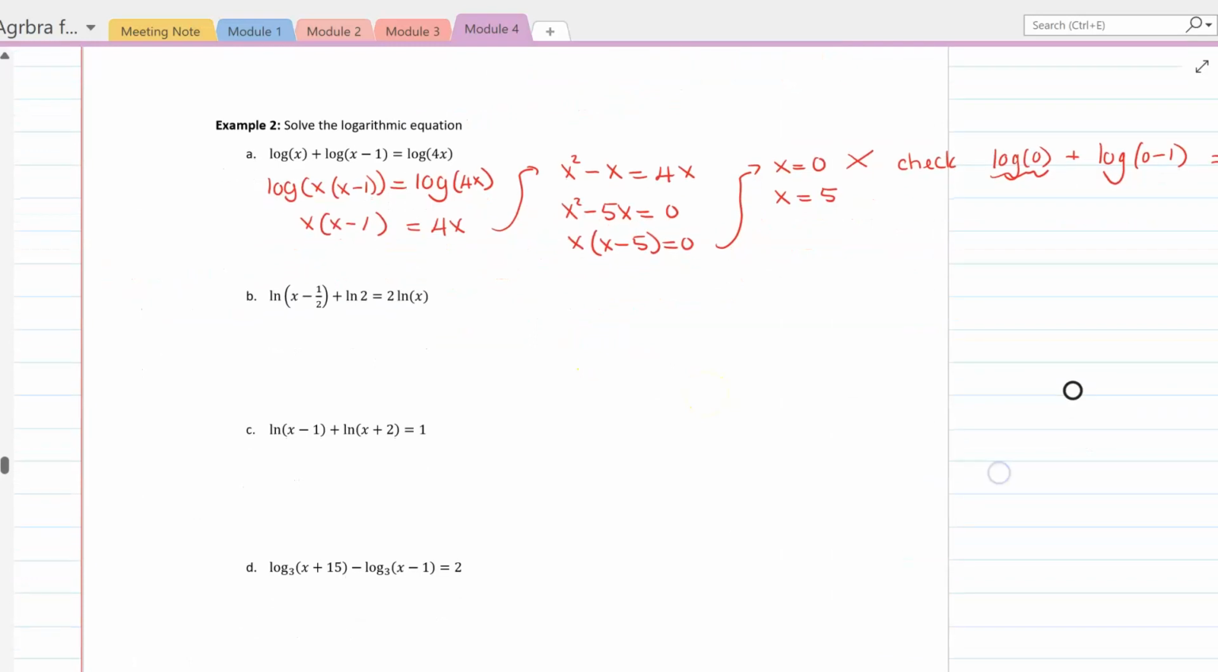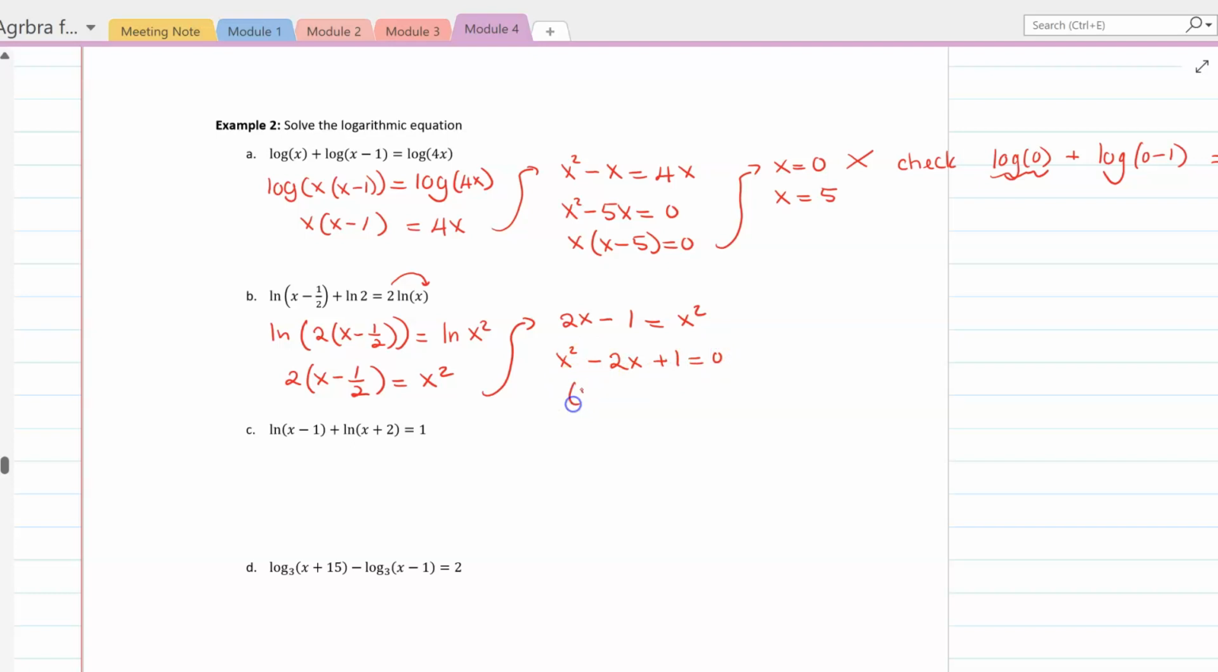And the next one, again, I will rewrite this as ln of 2 times x minus a half equals ln of x to the second. So I use the exponent law here. So now I have 2 times x minus a half equals x squared. 2x minus 1 equals x squared. x squared minus 2x plus 1 equals 0. So x minus 1 times x minus 1 equals 0. This means x equals 1.